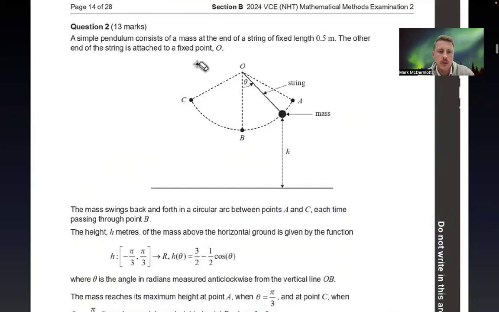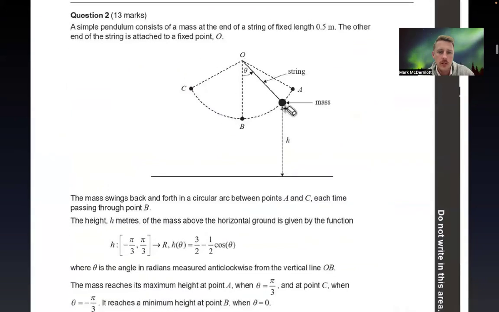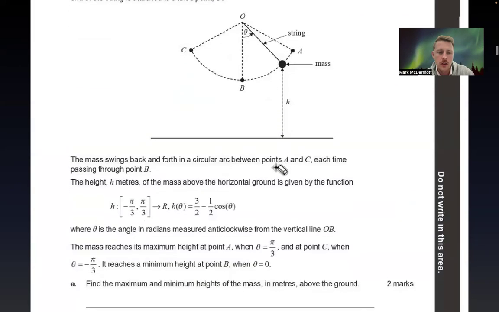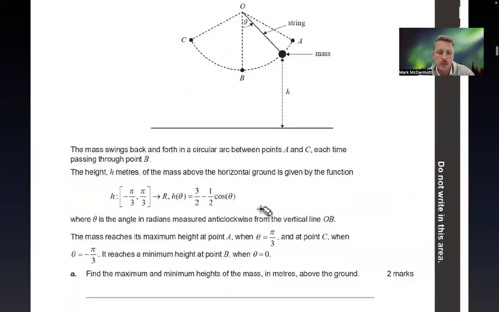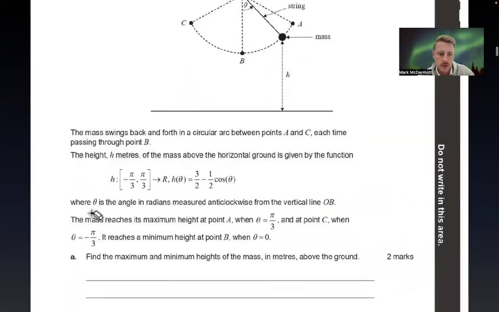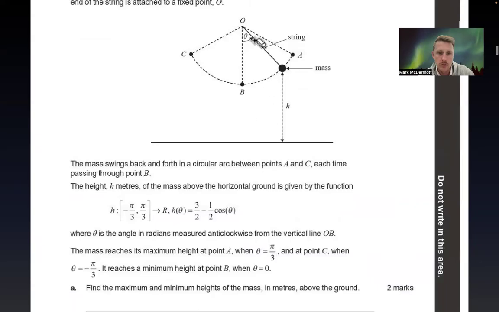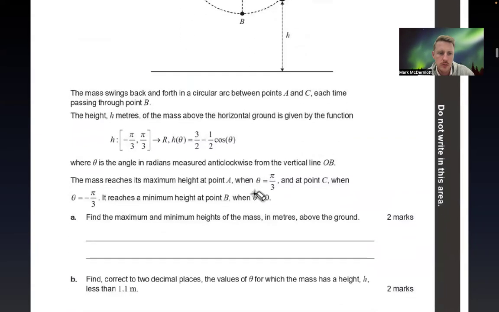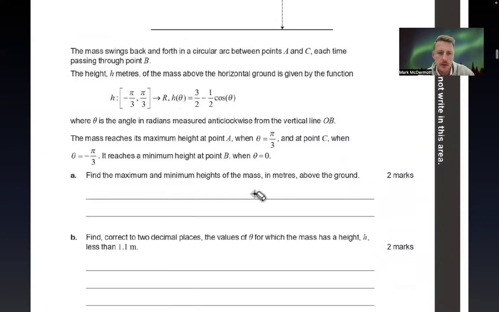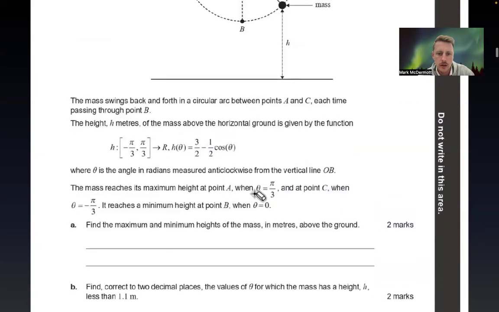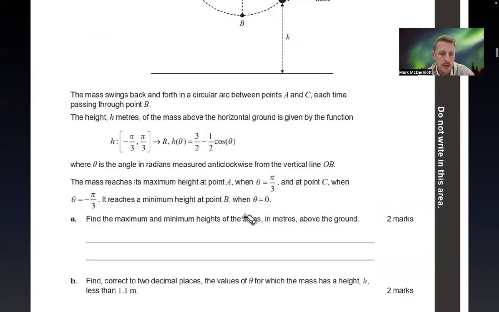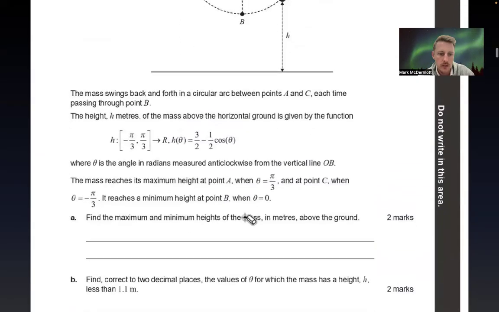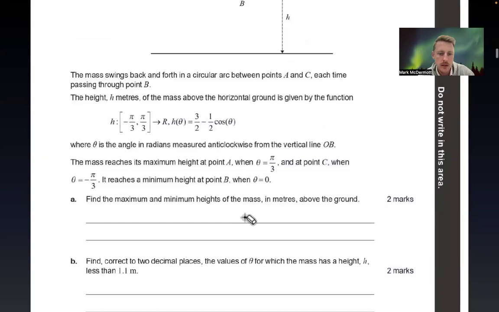Question 2. A simple pendulum consists of a mass at the end of a string of fixed length 0.5 meters. The other end of the string is attached to a fixed point O. The mass swings back and forth in a circular arc between A and C, each time passing through point B. The height of the mass above the horizontal ground is given by this function, where theta is the angle in radians measured anti-clockwise from the vertical OB. The mass reaches its maximum height at point A when theta equals pi on 3, and at point C when theta equals negative pi on 3. It reaches a minimum height at point B. That makes sense. Find the maximum and minimum heights of the mass in meters above the ground.